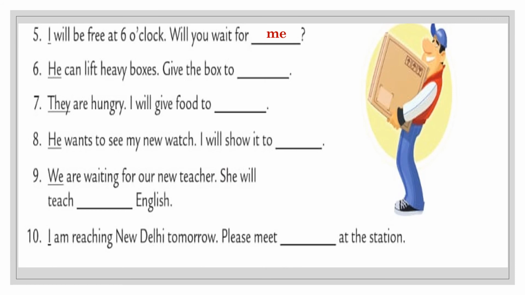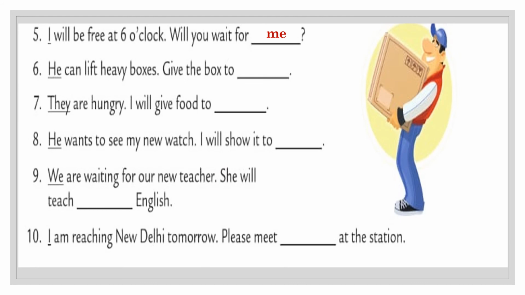So, sixth one, he can lift heavy boxes. Give the box to dash. He or him? Yes, him. Remember the trick? Give the box to him. So, him is receiving the action.